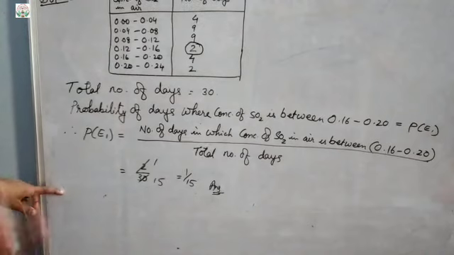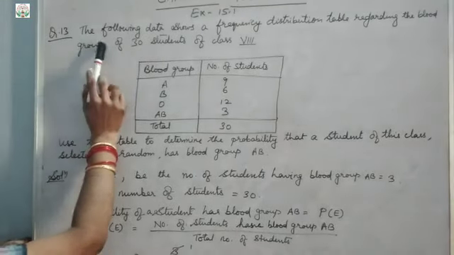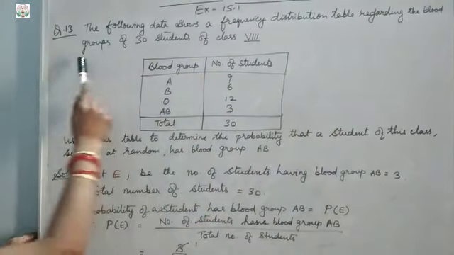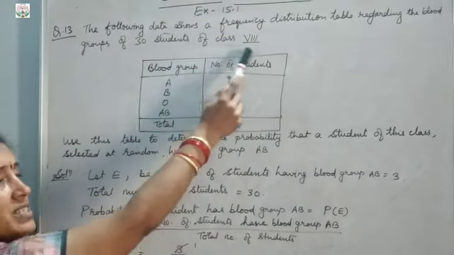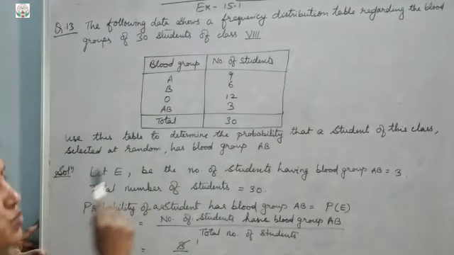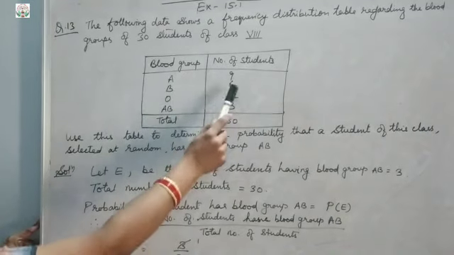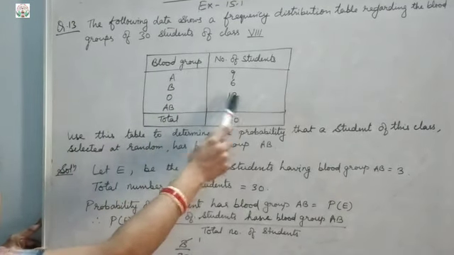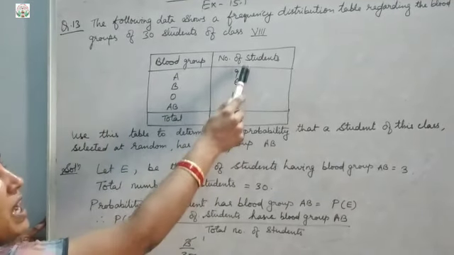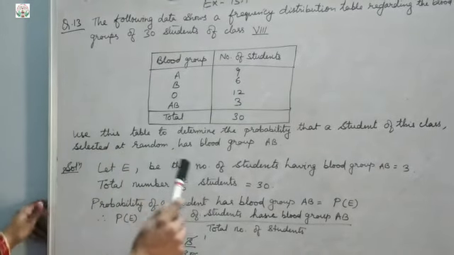Now let us see the last question of this one. The question goes like this. The following data shows the frequency distribution table regarding the blood groups of 30 students of class 8. In this table you can see blood group and number of students. A blood group, how many students are there? 9. B blood group, 6. O blood group, 12. AB blood group, 3. So the total number of students is how many? When you add all these numbers, you will get 30. So the total number of students is 30.